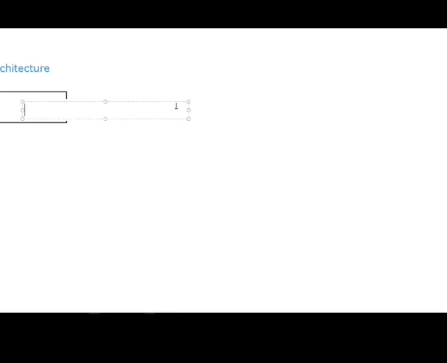Okay, let us draw this architecture first. Now, that is a model. The first key element is data source.